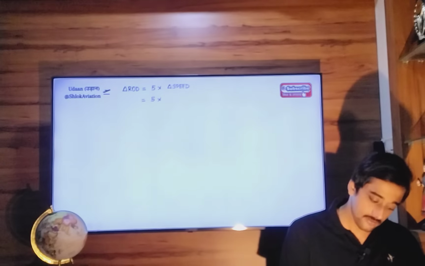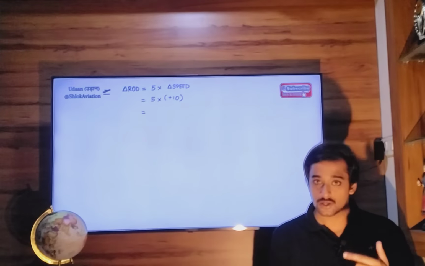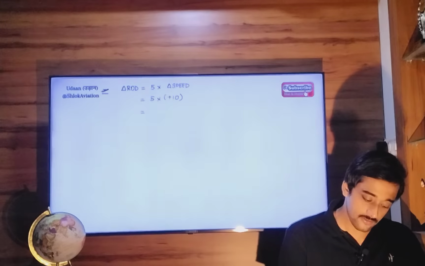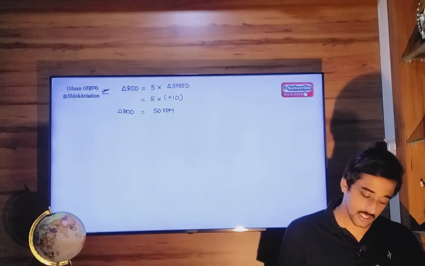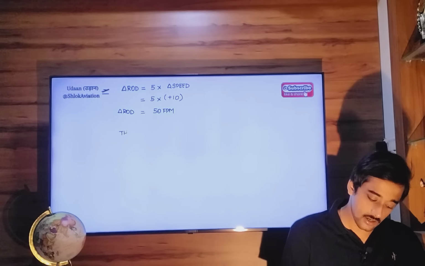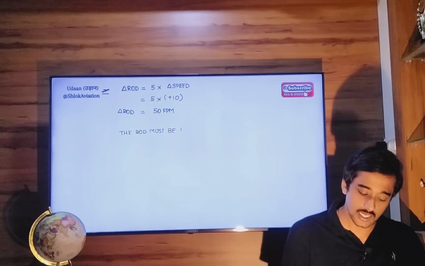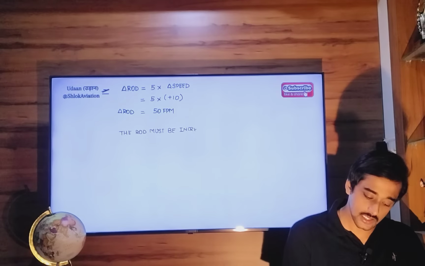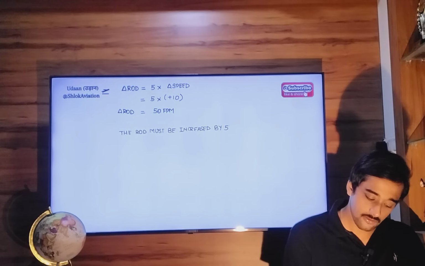Okay, so 5 into plus 10. So that will be the change in your ground speed, plus 10. So 5 tens are 50. So 50 feet per minute. So the rate of descent will be 50 feet per minute. That means the rate of descent of your aircraft must be increased. Plus means increased. Must be increased by 50 feet per minute.